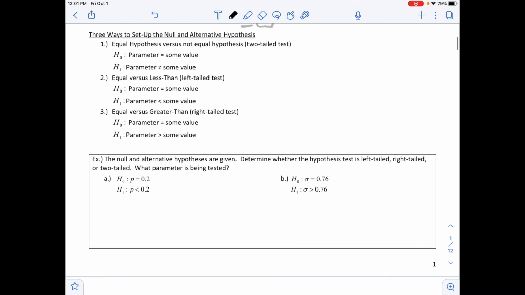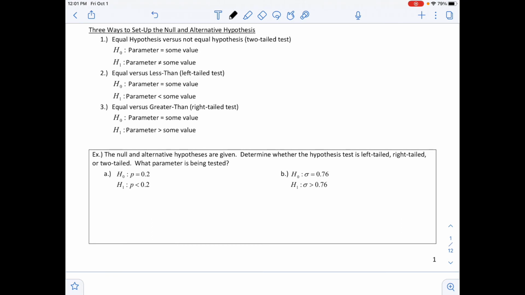We have three ways to set up a null and alternative hypothesis. Our first one is the equal hypothesis versus a not equal hypothesis. This is called a two-tailed test. Because we are still dealing with data that is normally distributed, a two-tailed test means that we're going to have a little bit in each of these ends. Here H0, our parameter, can be equal to some value, and our alternative is going to be that it's not equal to. So something smaller, something larger, and that's why it's two-tailed.